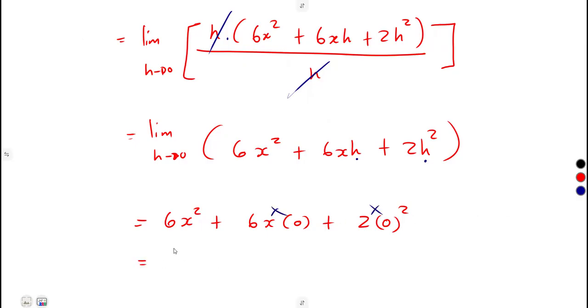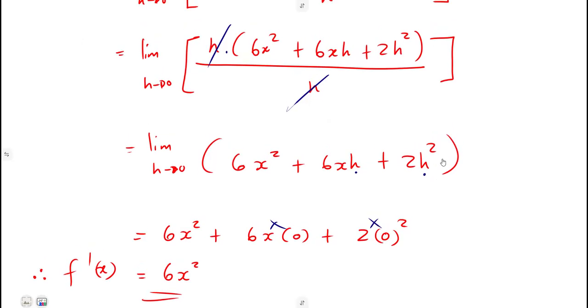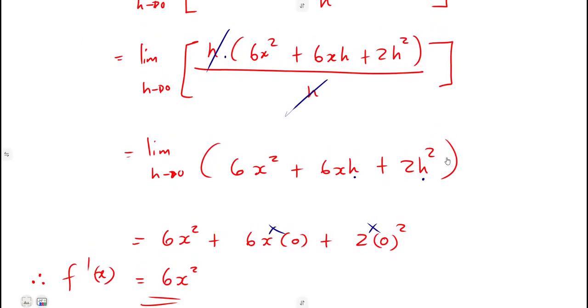So at the end of the day, we are going to have 6x squared as our first derivative from our f of x. This is the first derivative of what? F of x, which is what? 6x squared. From the first principles. You use this when you are told from first principles, you apply that. Otherwise, you are supposed to use the general rule, which we are going to talk about later on.